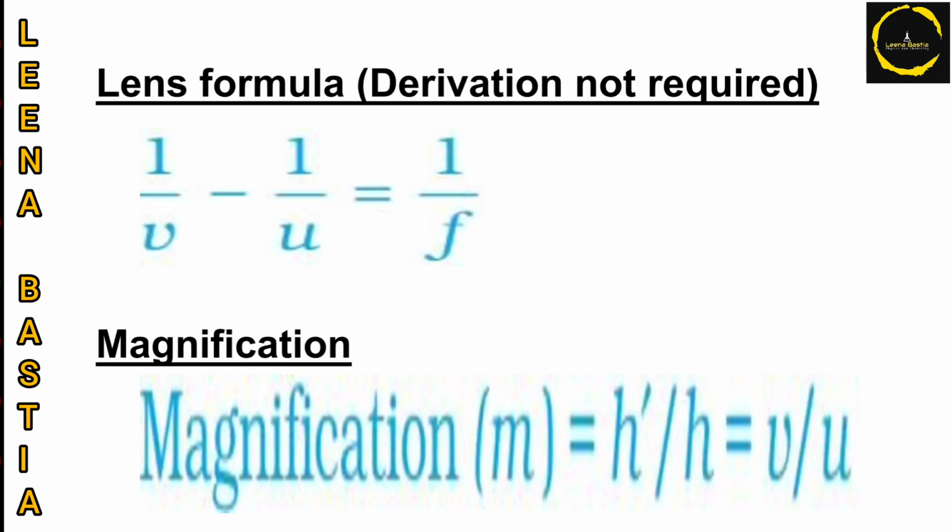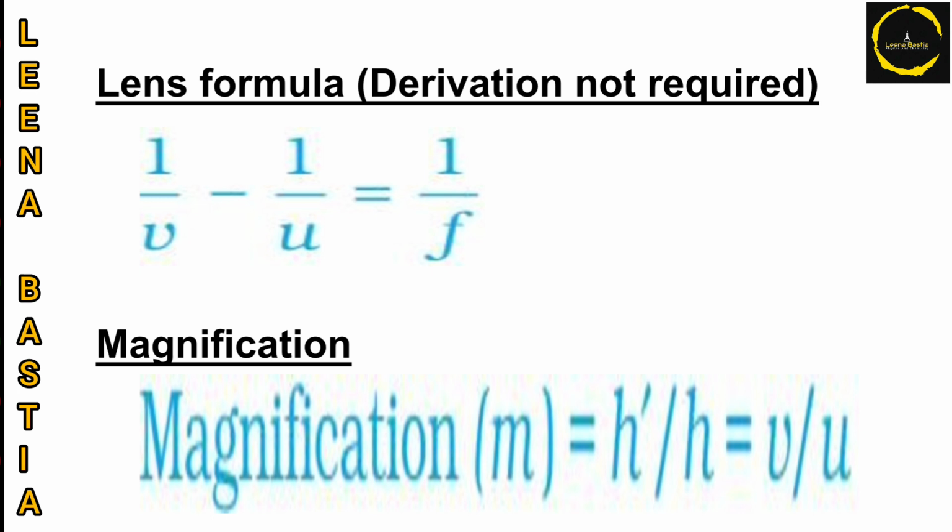Here in the lens formula, we have to just remember, derivation is not required, as I have already written for your class. We know that in the mirror formula, it was 1 by V plus 1 by U equals 1 by F. So here there is a change: 1 by V minus 1 by U equals 1 by F. You have to remember this, children, because it is going to help you out for the numericals.